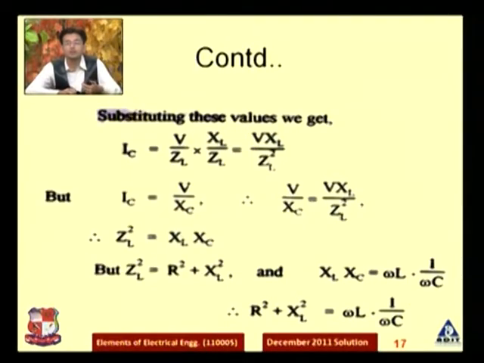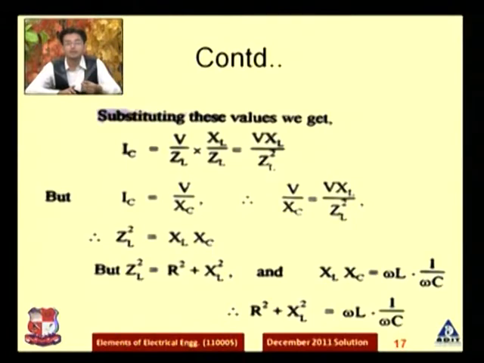In the resultant circuit, if you put in the values, then your resultant current is equal to V divided by ZL into XL divided by ZL. So your IC becomes V XL divided by ZL. But what is the current that is flowing in the capacitor? It is not V divided by C, it is V divided by XC. So putting this in the earlier equation, you will get ZL square is equal to XL into XC.